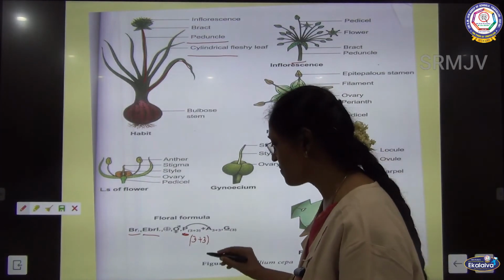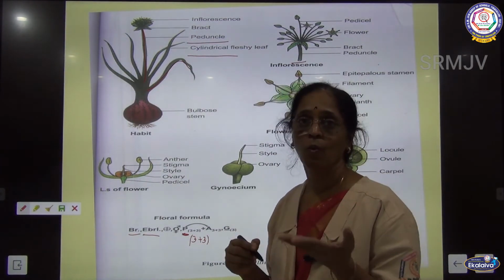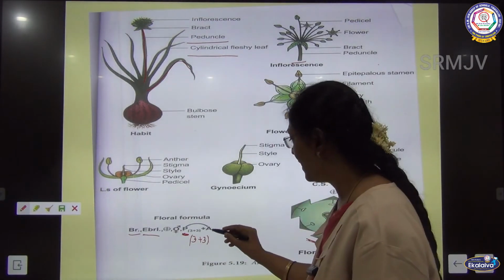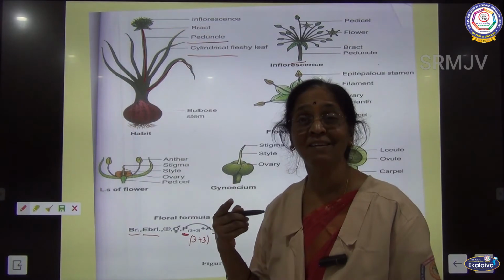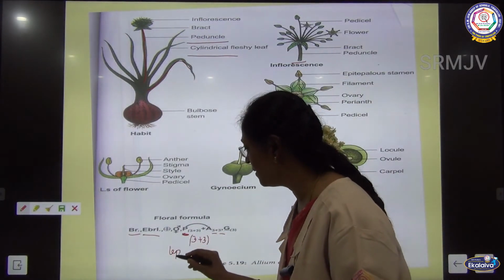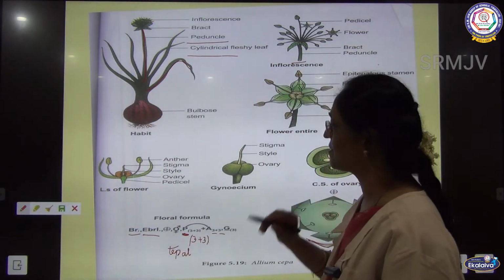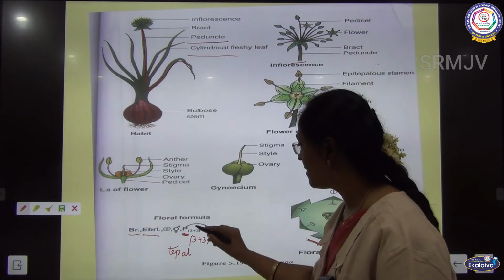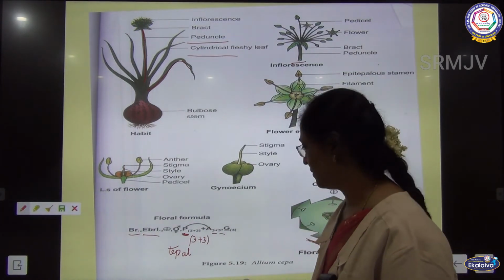Then androecium, sometimes it may be 3 plus 2 fused, 1 may be free. And androecium you will find 3 plus 3 because it is epitepalous, because each member of the perianth is called a tepal, you call it epitepalous stamens. And then we have joined the perianth with the androecium with an arc.